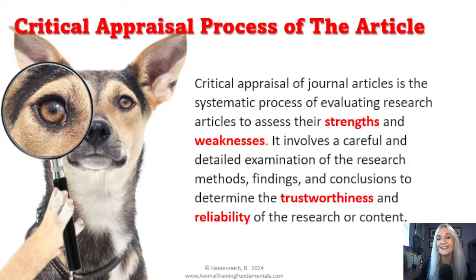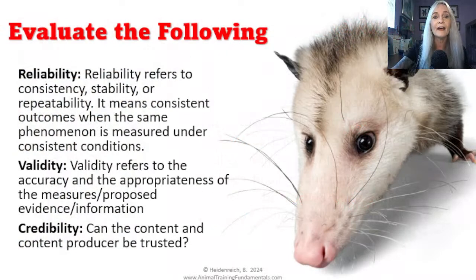So we're going to look at the journal article as the consumer and evaluate that article based on its strengths and its weaknesses. And we can do a detailed examination of those research methods, the findings and conclusions, to determine the trustworthiness and the reliability of the research or the content. And so this is where Cynthia mentions it being repeatable, and there were some other things mentioned previously that really fall into these next steps here. So we're going to get into that. So we're going to evaluate the following.